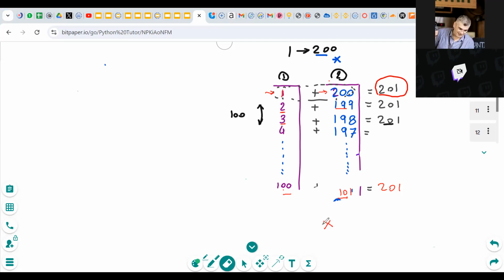1 to 200. So 200 here, 201 here. I mean, this is 100 elements, and each one of them, when added, results in 201. Okay, so it means that we have 201 elements, because the number of elements here is 100. So it means that we multiply 100 by 201. The result is actually the result of summing from 1 until 200.